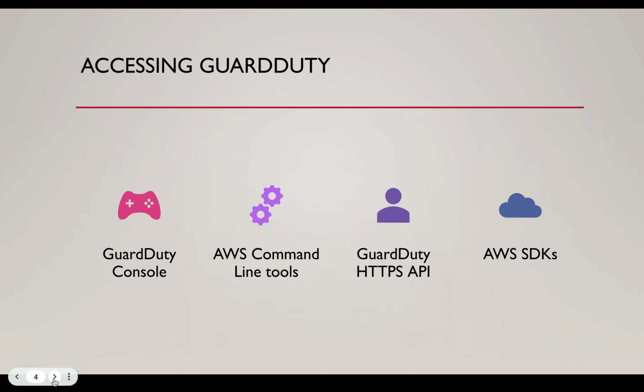Now, how do we access GuardDuty? We know there is a service called GuardDuty in AWS, but what are all the ways to access it? One is the AWS Management Console. You get into the GuardDuty service and then you will land on the homepage of GuardDuty. Then the AWS command line tools, so you will be able to access GuardDuty using the CLI also. And the GuardDuty HTTPS API and AWS SDKs. So these are the four ways you will be able to access it.